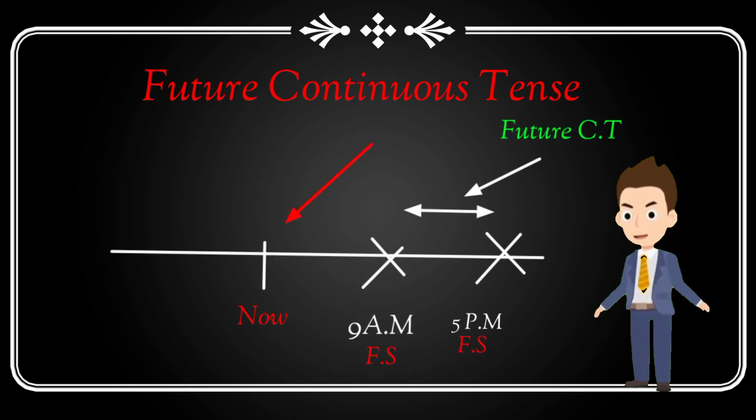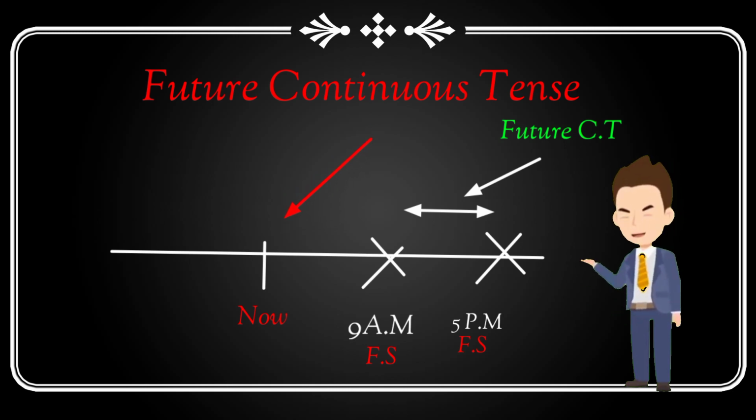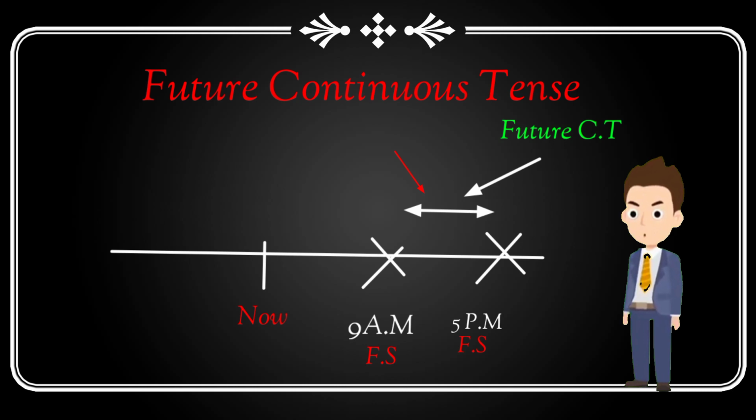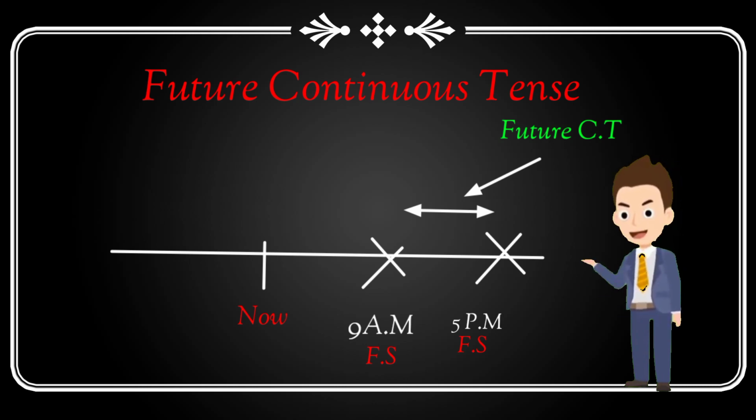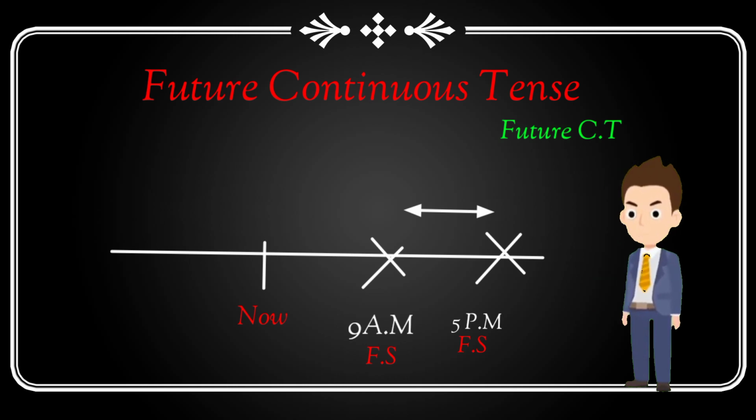There is a timeline. This is now, and this is 9 a.m. and after is 5 p.m. So these two are called the future simple tense. I will start at 9. I will finish at 5. But in the middle, this duration is called the future continuous tense, and it will be: I will be working from 9 to 5 tomorrow, right?